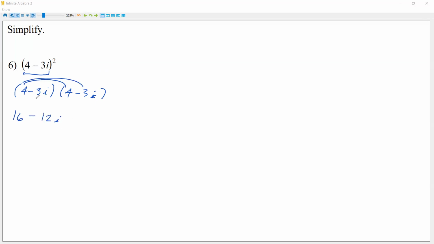Now we're done with the 4. We're going to distribute the negative 3i. Negative 3i times 4 is, again, negative 12i. Negative 3i times negative 3i is positive 9, and then that's an i squared.